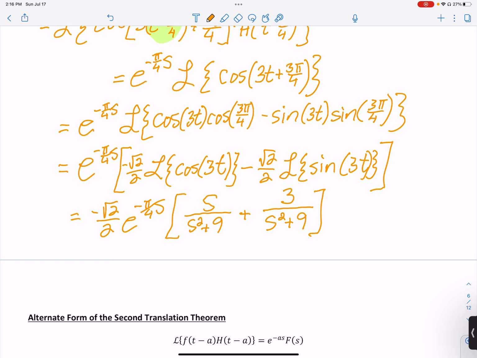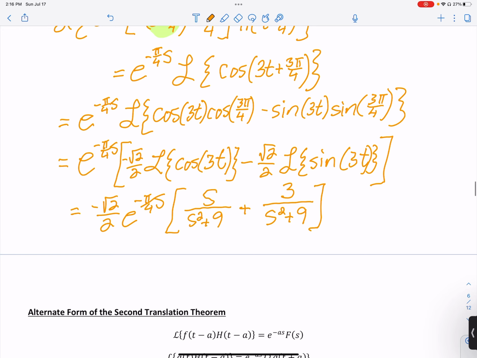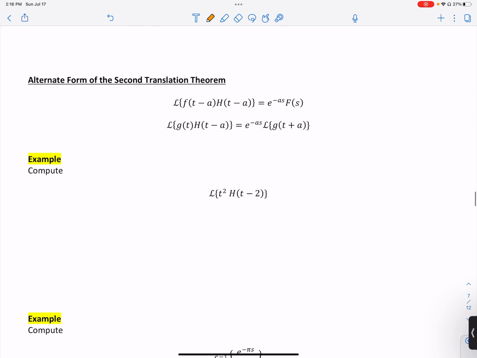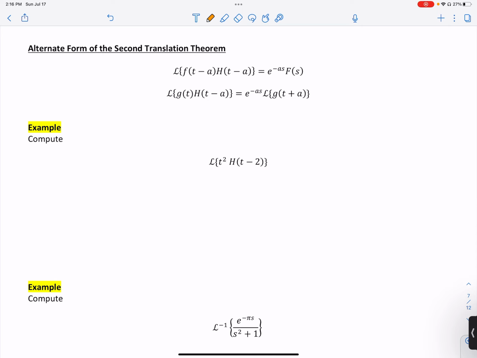All right, we have one more form of this translation theorem, and then we'll get to IVPs. All right, so alternative form of the second translation theorem. The first one is the actual form. The second one says, okay, well, what if I can't get the function in terms of t minus a? Well, if I can't get the function in terms of t minus a, what I can do is treat the beginning the same. I get that. But now I take the Laplace of that function with t plus a inside of it. Okay, let me make sure you understand what that means.